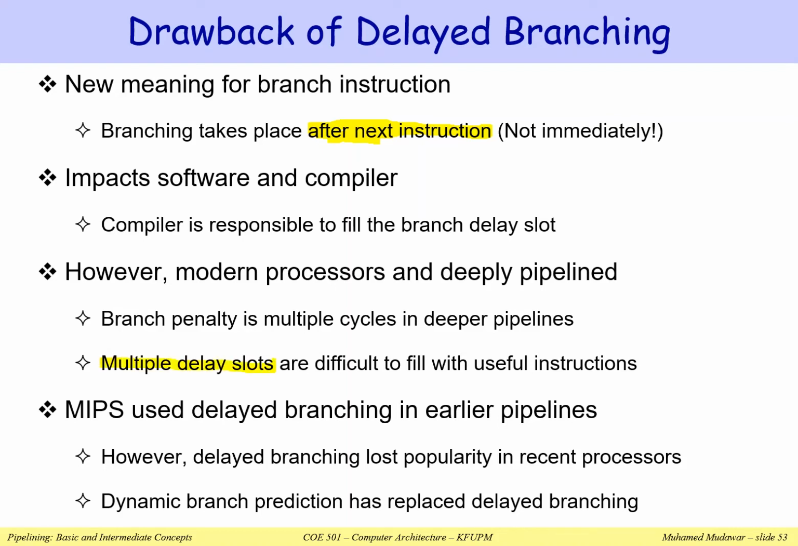Okay, we cannot allow to have multiple delay slots after the branch because this is going to complicate the software and the compiler, and it will be very difficult to fill these multiple delay slots with useful instructions. So for this reason, people no longer use the concept of delayed branching. So it was used in earlier pipelines. However, today dynamic branch prediction has replaced the old concept of delayed branching. So in the next slide, I'm going to introduce dynamic branch prediction.